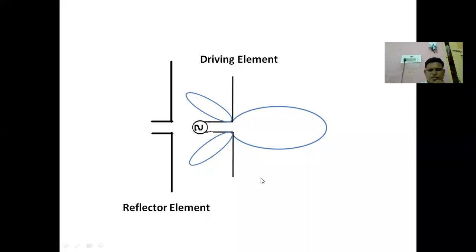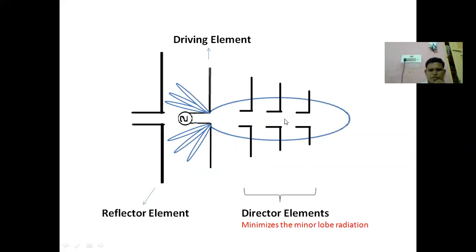Suppose you place one or more director elements here. If you place director elements, we can further increase the directivity of the main lobe, and minimize the power in the back lobes or minor lobes. See, this is the reflector element, this is the driving element, and these are the director elements. By using this number of director elements, we can minimize the minor lobe radiation.